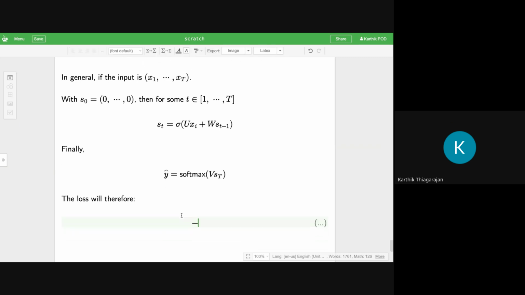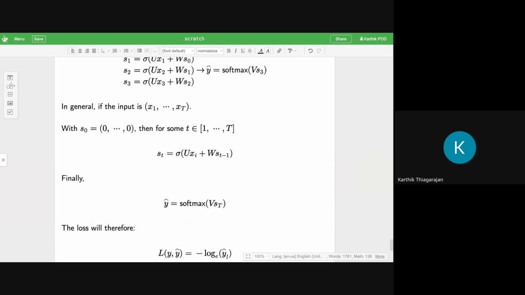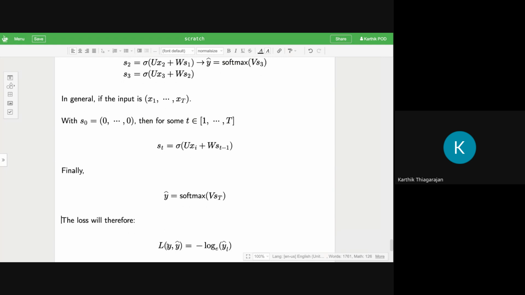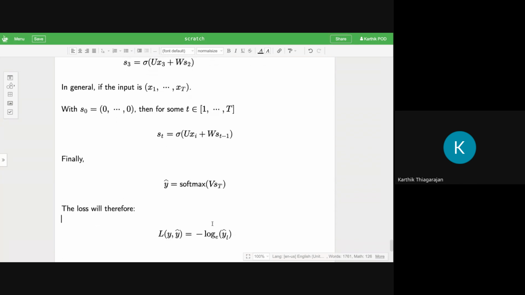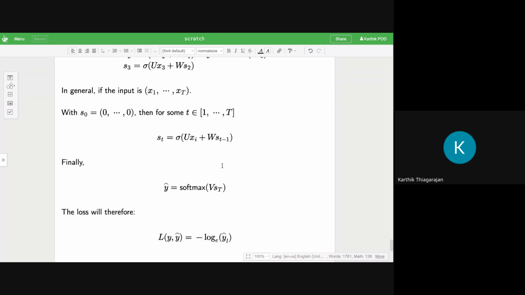So negative log base e of y hat, the true label, right? Let's say L is the true label. It could be positive, negative, neutral. That will be the loss of y comma y hat. And then what you can do is back propagate. The back propagation part, I don't want to skip, but let's put it off for a while. I'll first discuss a few more problems and get back. But is this general idea clear?